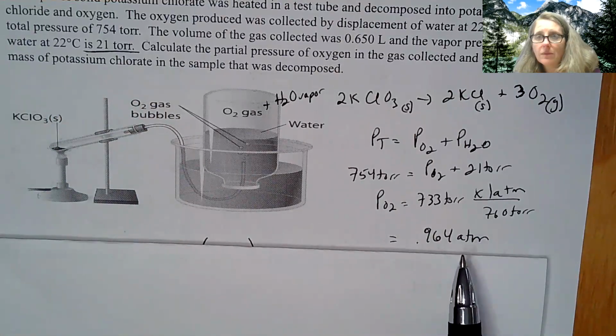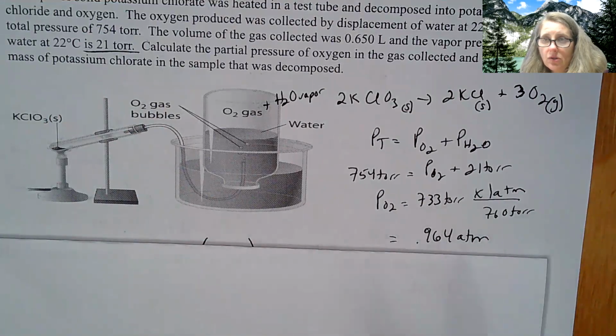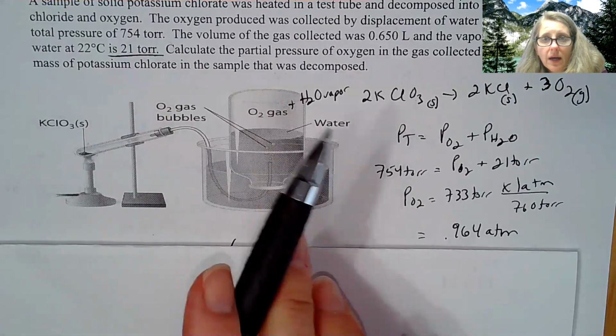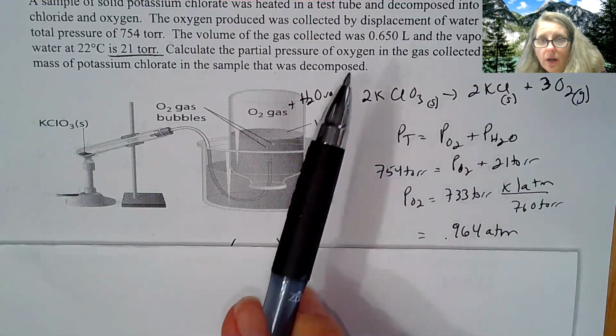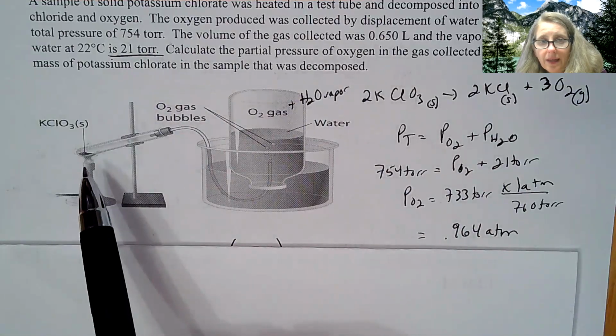I'm going to convert that to atmospheres. You could keep it in torr, but just know when you use the next equation, you have to use a different R. So I like to do everything in atmospheres. It's just my personal preference. So that has given me the partial pressure of the oxygen gas, but I still don't know the mass of the potassium chloride that it came from.